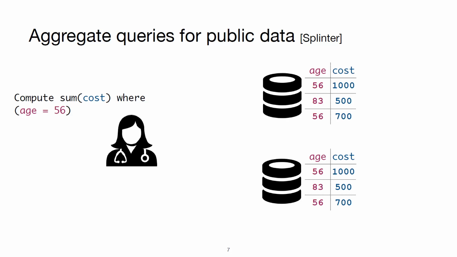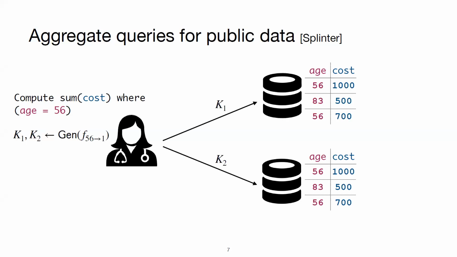And so let's say the doctor wants to sum together the costs with patients with age equal to 56, for example. So the doctor is going to start off by generating the keys corresponding to the function that evaluates to 1 at 56 and 0 everywhere else. It's going to send key k1 to server 1 and key k2 to server 2. And then for each row in this database, it's going to evaluate the key on the age corresponding to that row. And then it will multiply the evaluation by the corresponding cost.